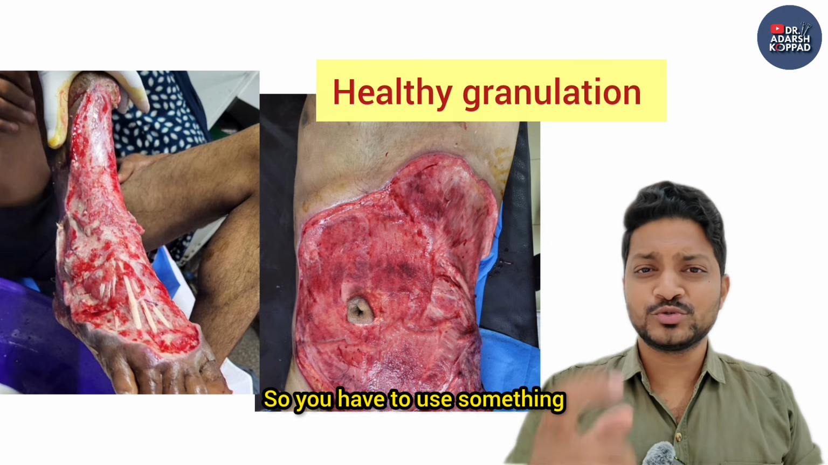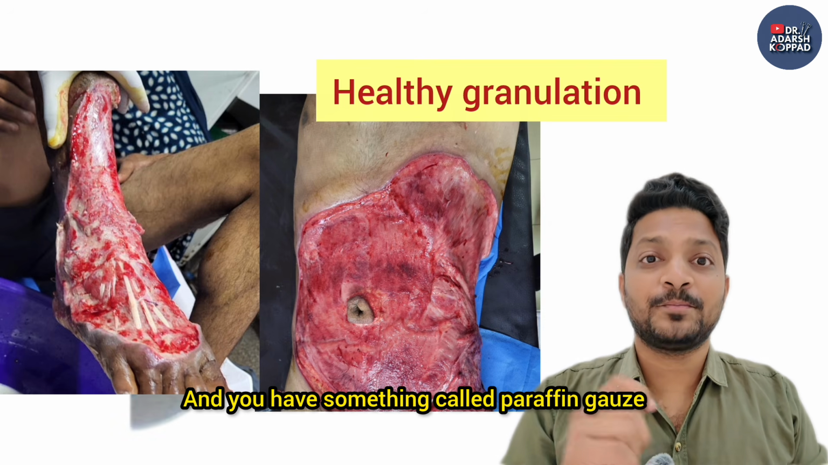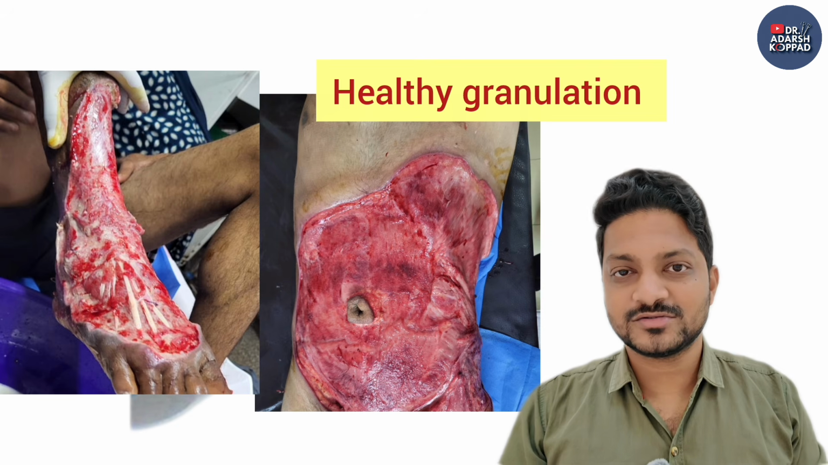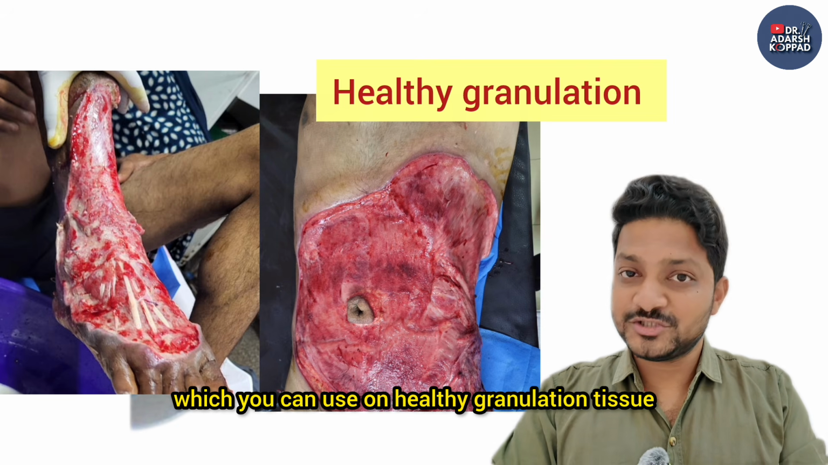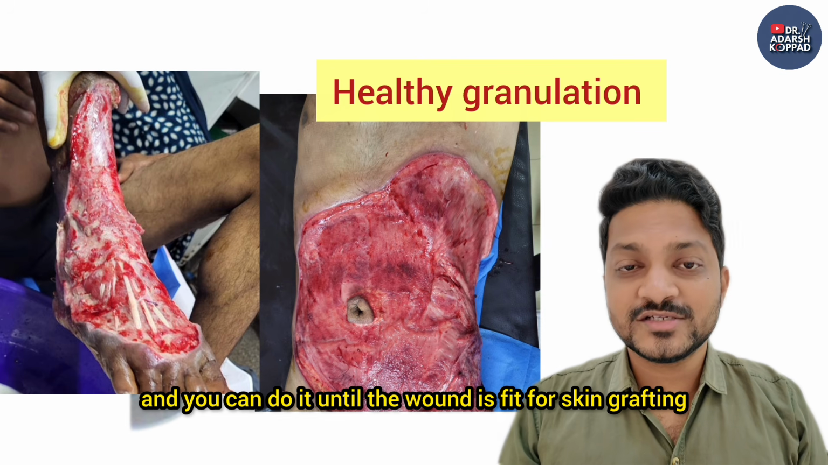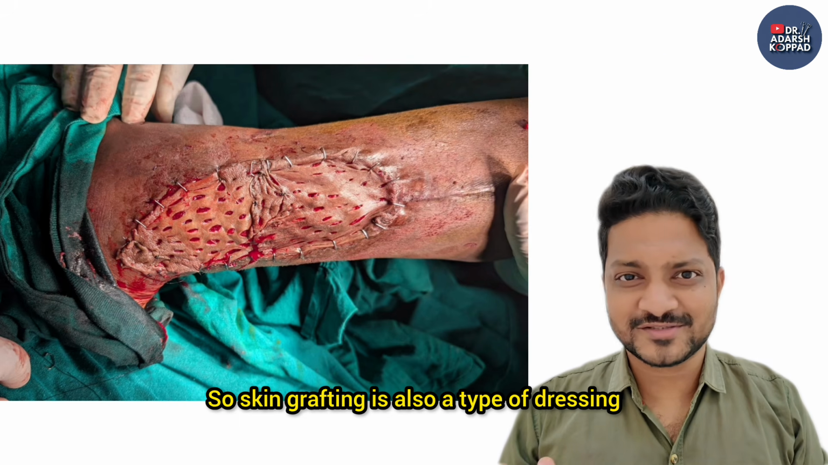So you have to use something which is non-adherent, right? And you have something called paraffin gauze, which is a normal gauze which is coated with paraffin. So this is a non-adhesive dressing which you can use on healthy granulation tissue. And you can do it until the wound is fit for skin grafting. So skin grafting is also a type of dressing, remember this.